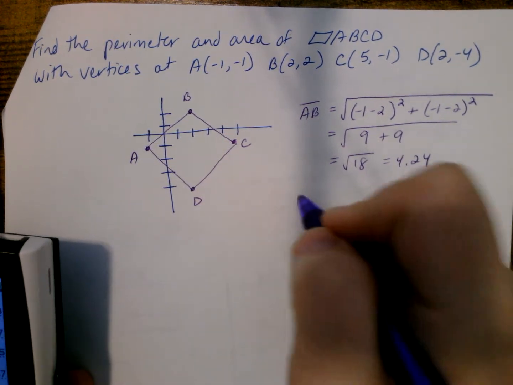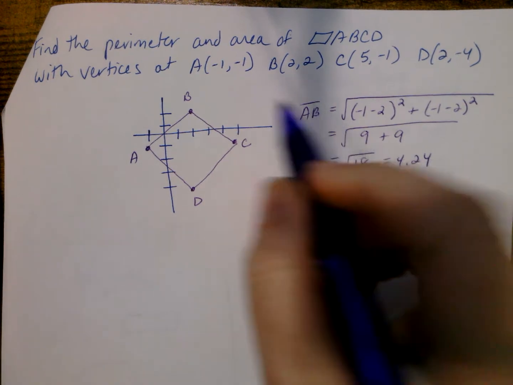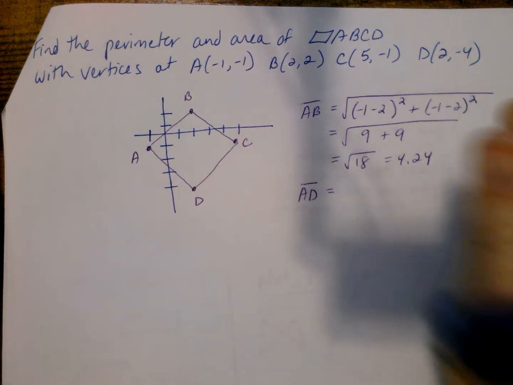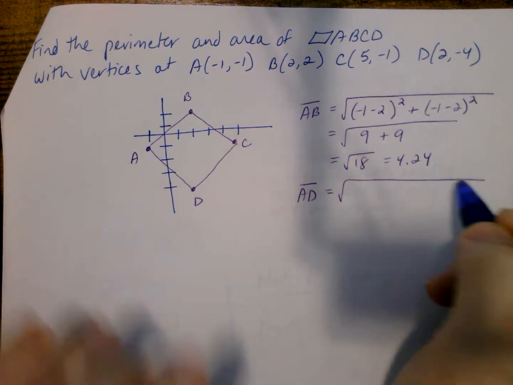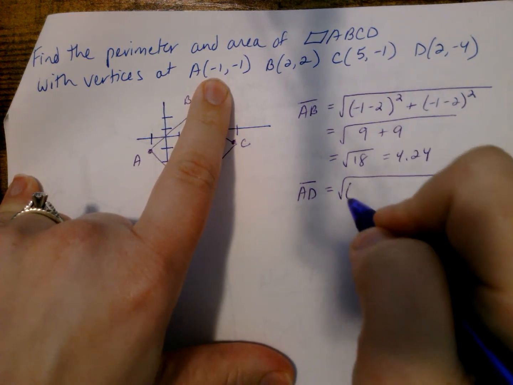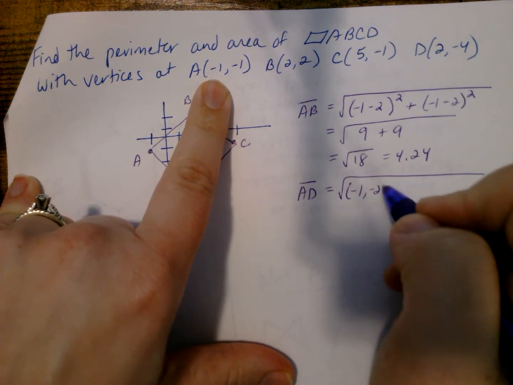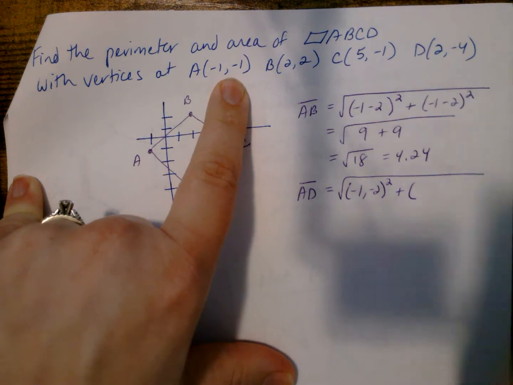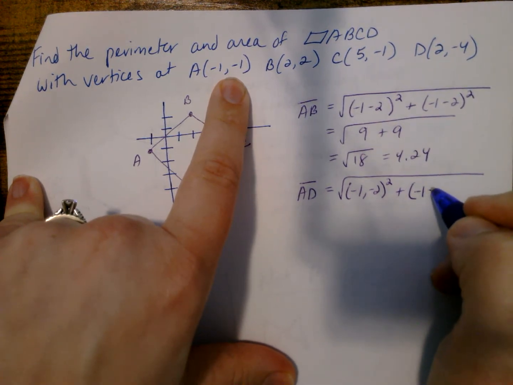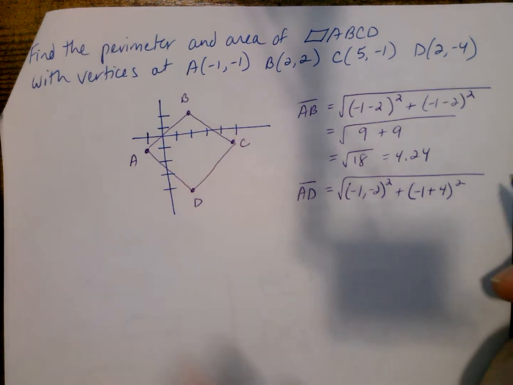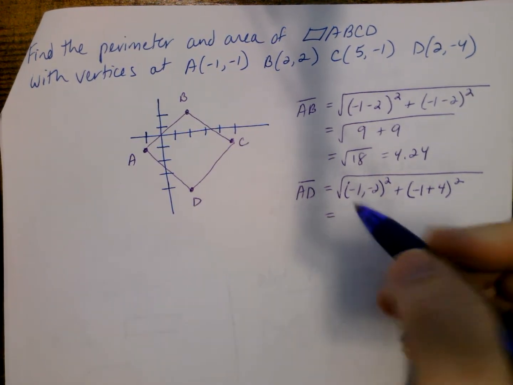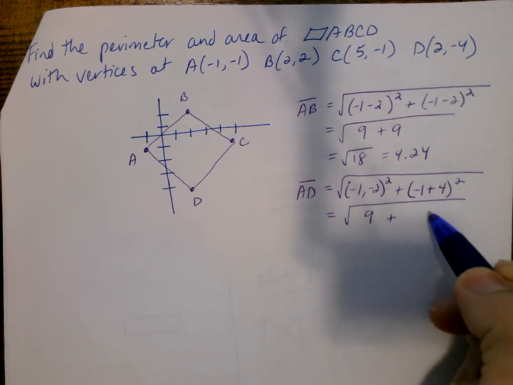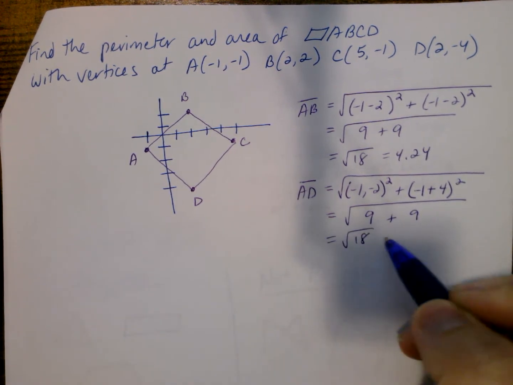Now let's find AD. So again, subtract your x's, square them. Subtract your y's, square them. So the square root of -1 minus 2 squared. Plus, now subtract your y's. -1 minus a -4 squared. So let's see, -3 squared is 9, plus 3 squared is 9. Oh, another square root of 18.